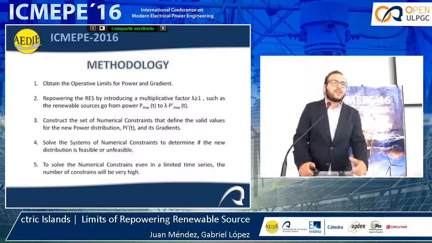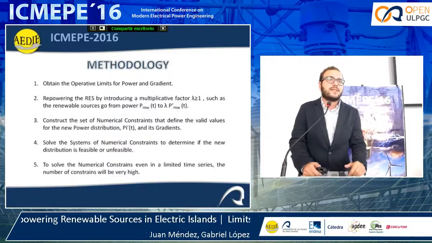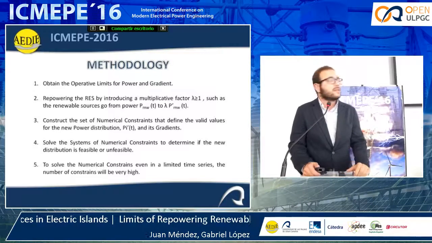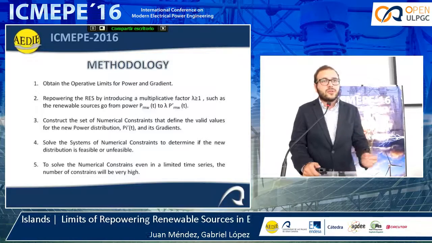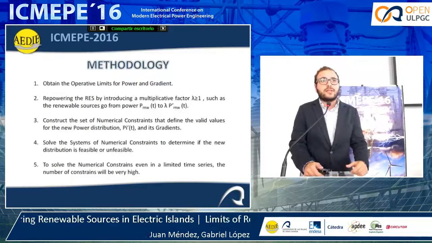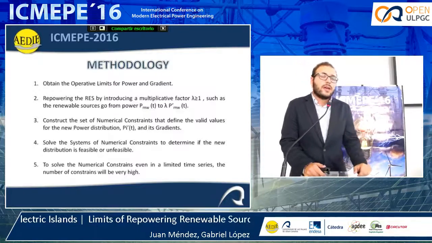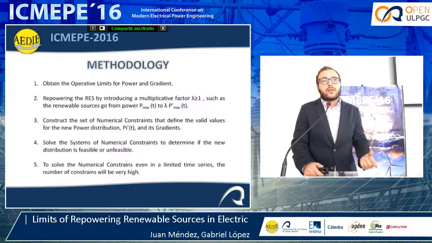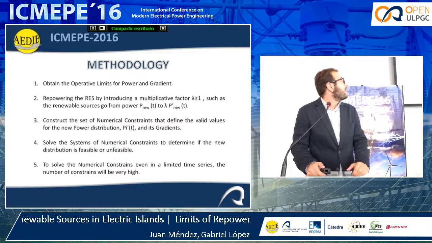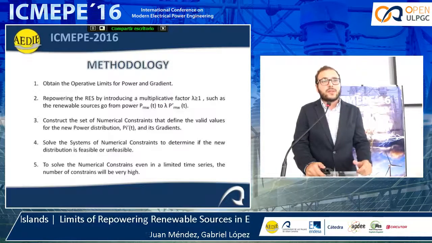The methodology used to make the research is based on the following steps. The first step is to get the operative limits of the electrical system for the power and the gradient of the fossil sources in the period analyzed. After the first step, a multiplicative factor, gamma, whose value is bigger than 1, was introduced, generating a new value of the renewable energies, going from the current value to a new value. Likewise, the power of the fossil sources changes, going from the value in the current system to a new unknown value in the repowering system state. The third step is to construct the set of numerical constraints to validate the value of the new power distribution and its gradient.